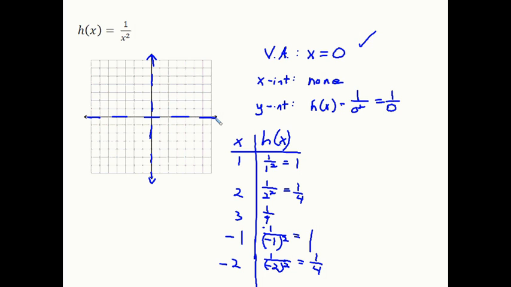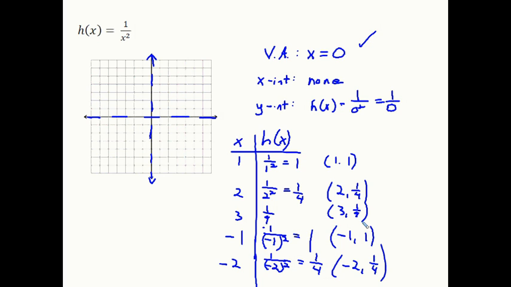And so let's graph a few of these points. We have the point 1, 1. We have the point 2, 1/4. We have the point -1, 1, and -2, 1/4. And here, forgot 3 and 1/9.